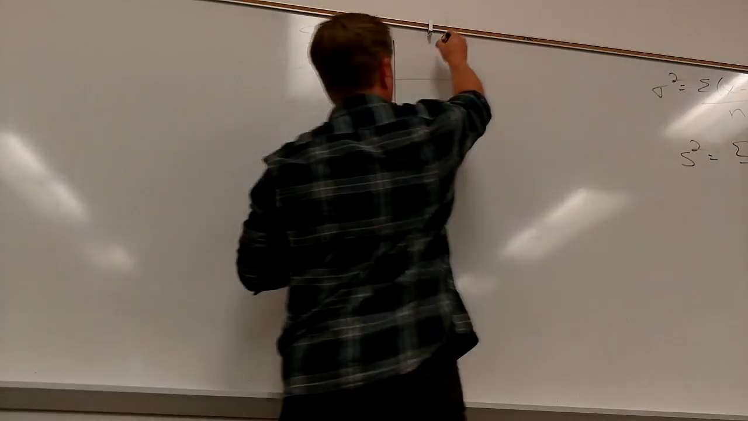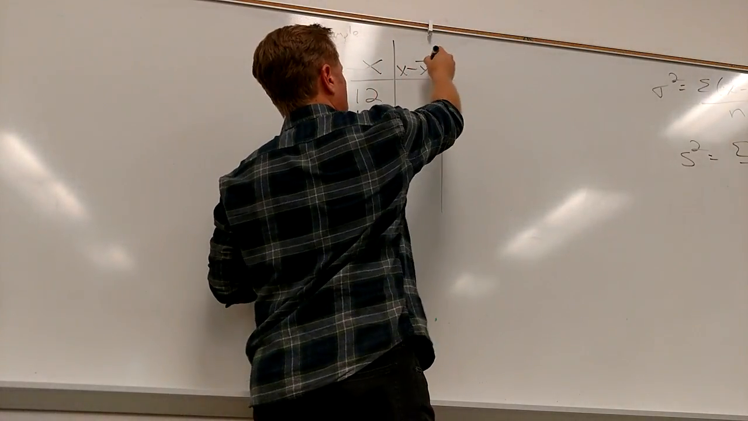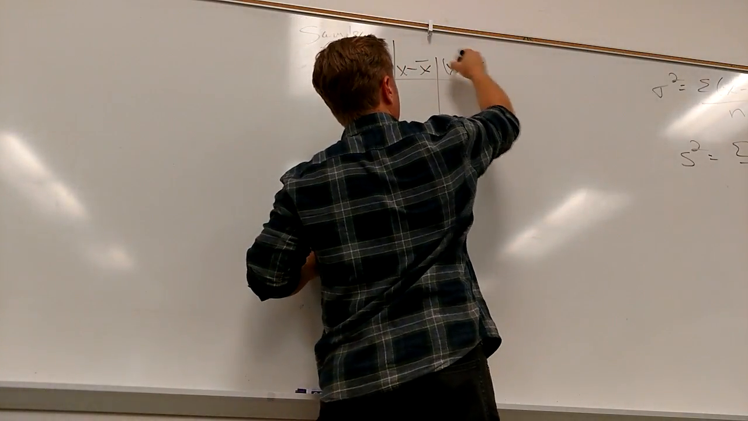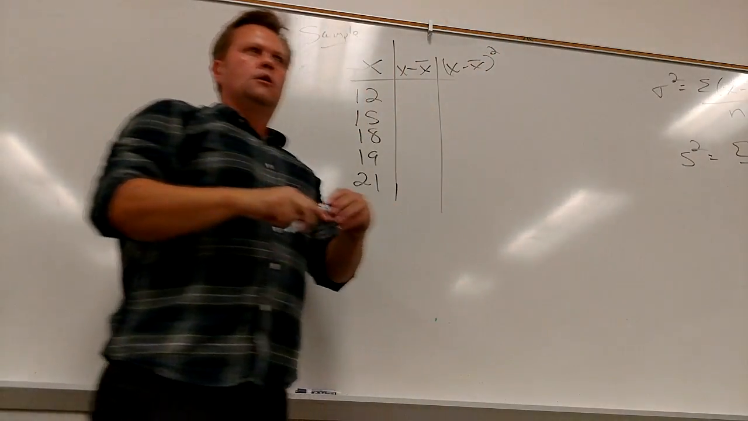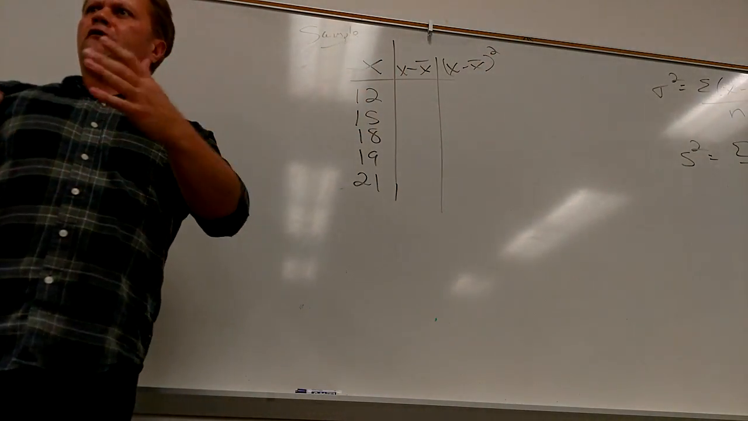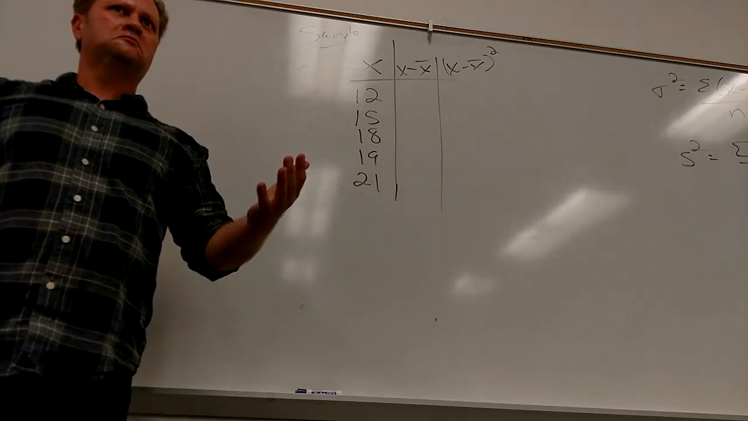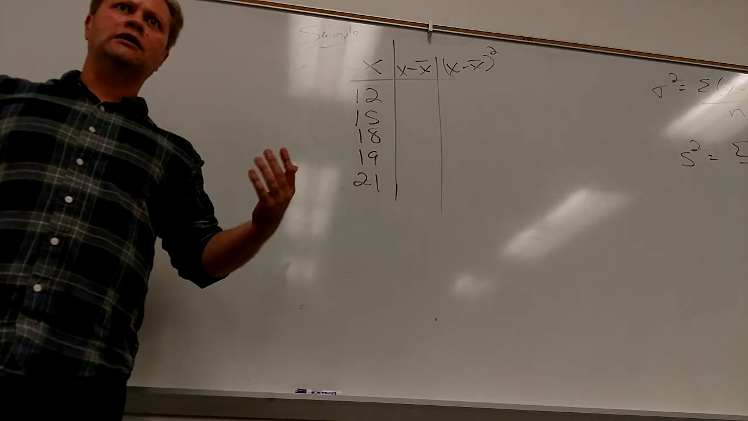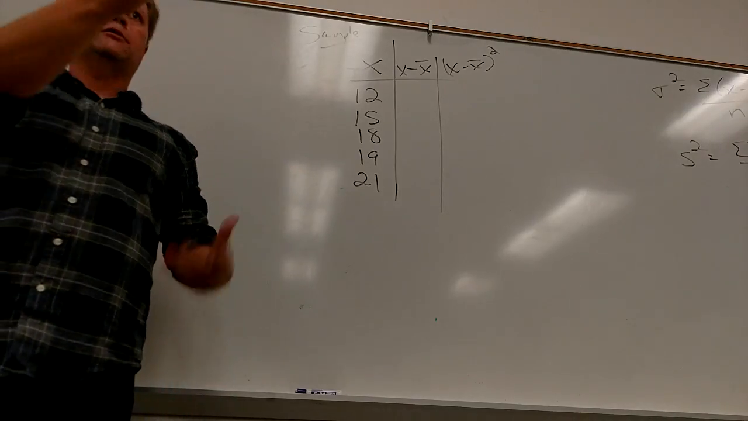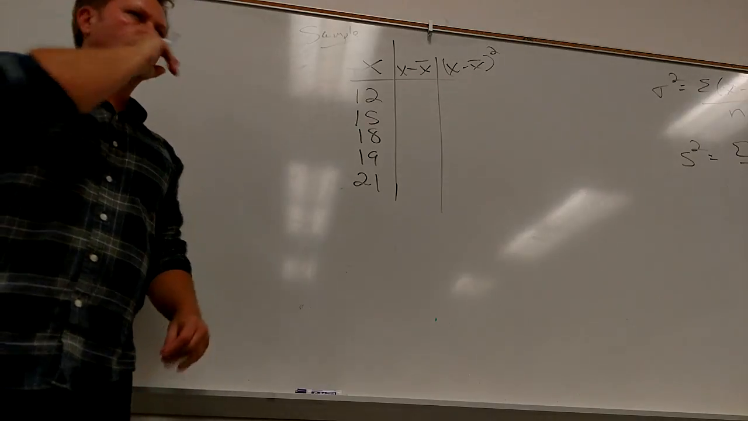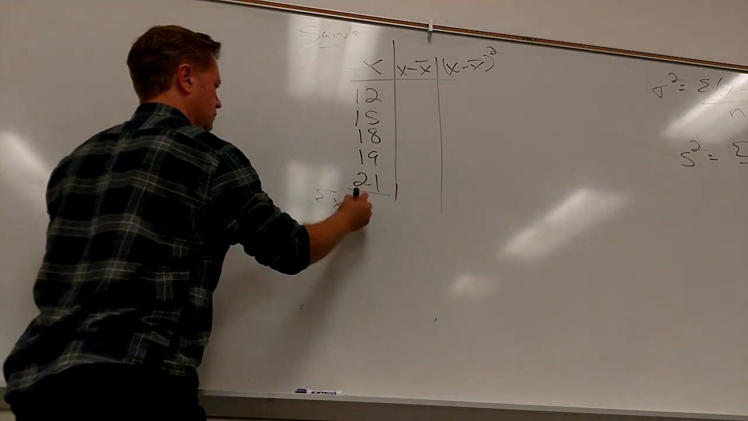So what's the first thing I got to do? I got to make x minus the mean, and then I got to square those. So what's the very first thing I have to do then? Because I've got to subtract the mean. I don't even know what the mean is. So how do I get the mean? What do I do? Yeah, add them all up. What's the sum of these?